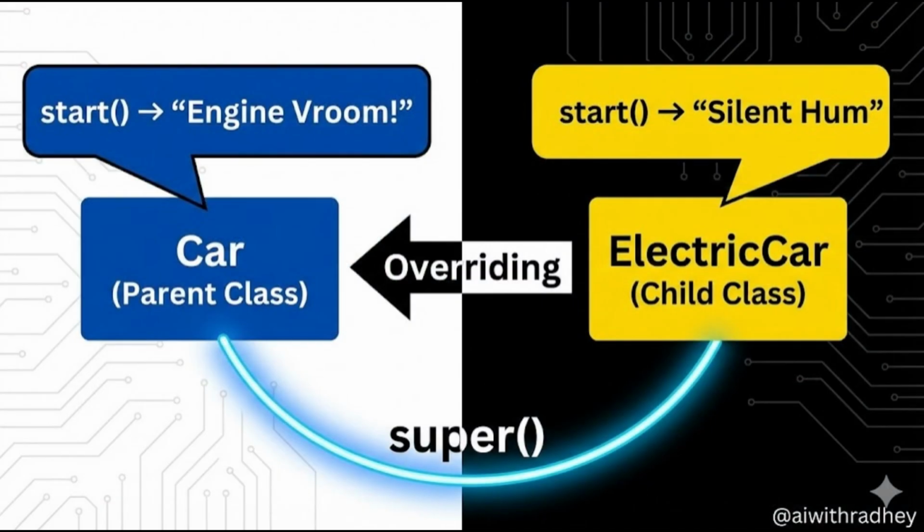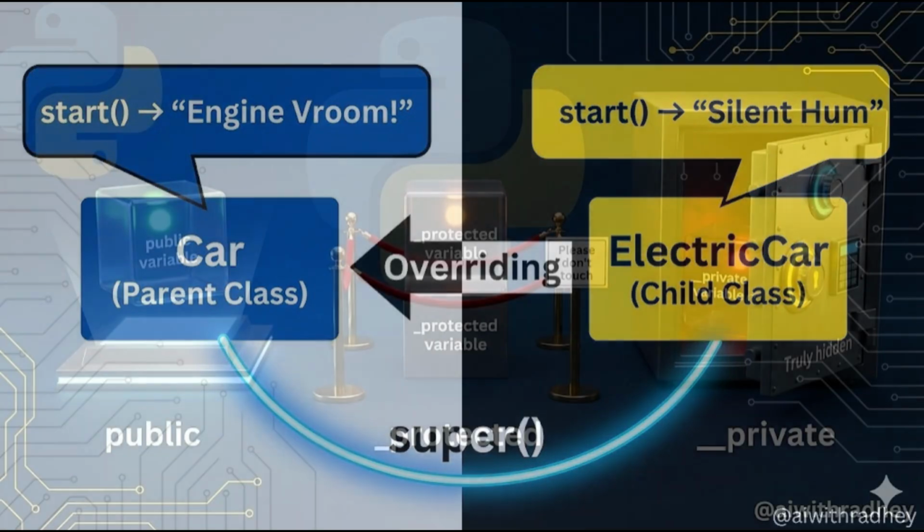In Python, a child class can replace or override a parent's method with its own version. A regular car might start with an engine roar, while an electric car starts with a quiet hum. And when the child still wants to use part of the parent's behavior, it can call super(). Think of super as a bridge connecting the child back to the parent's original method.